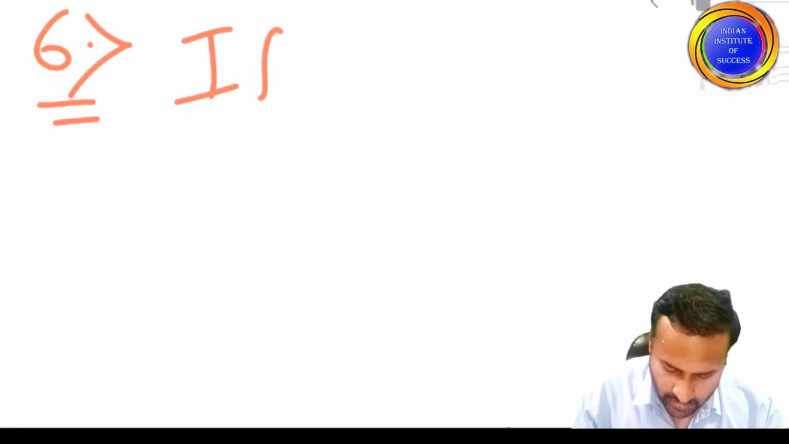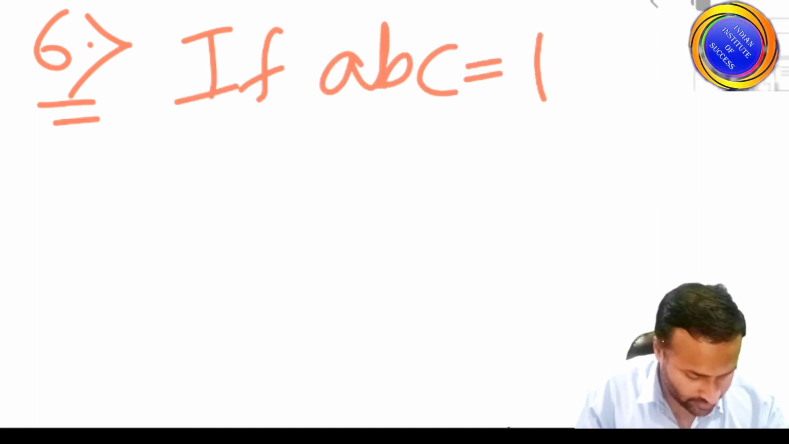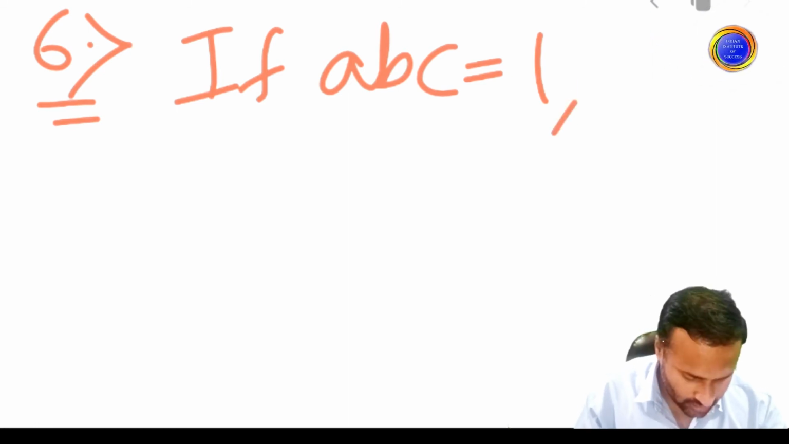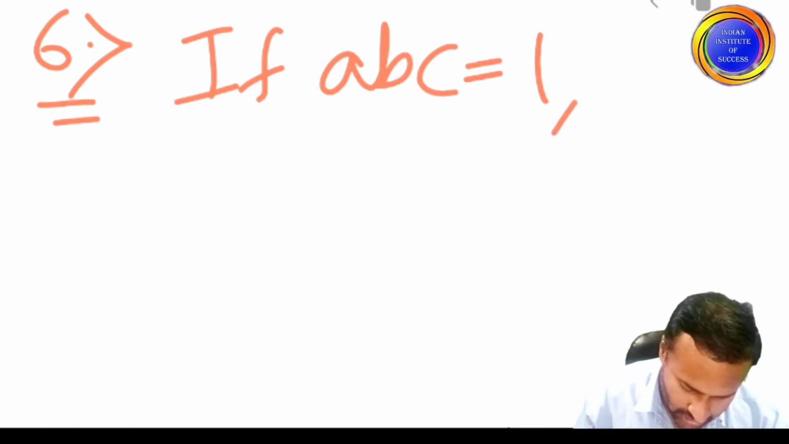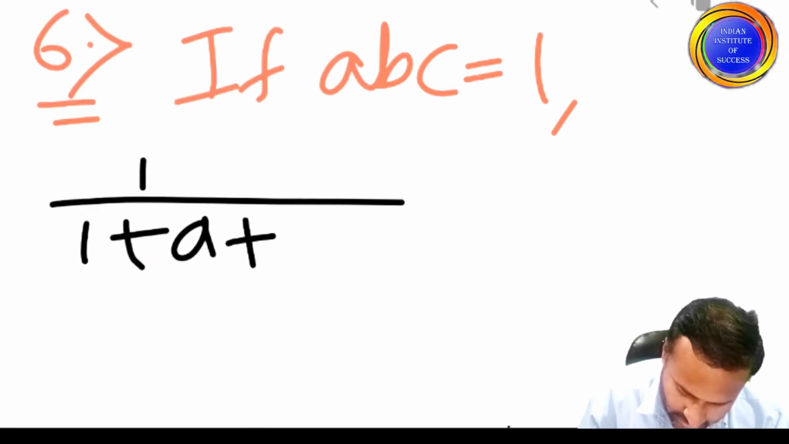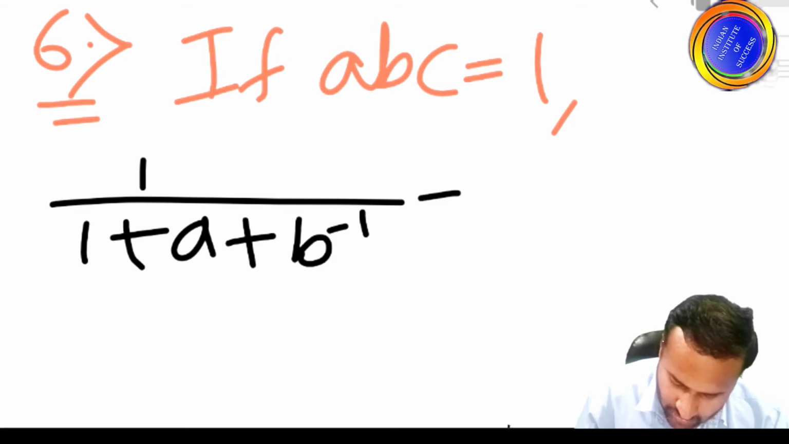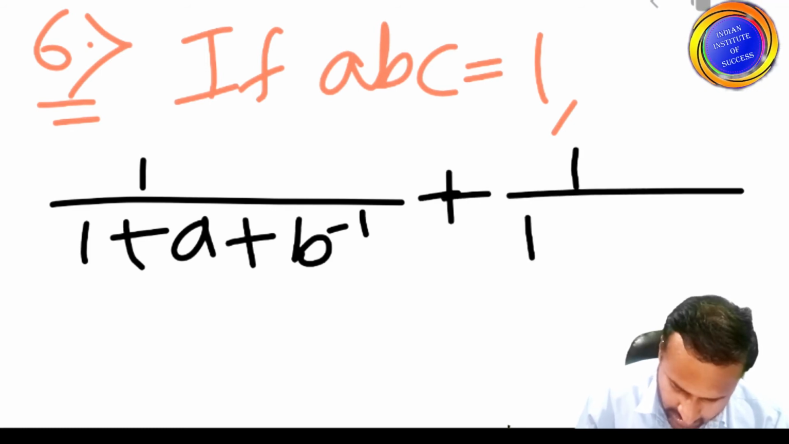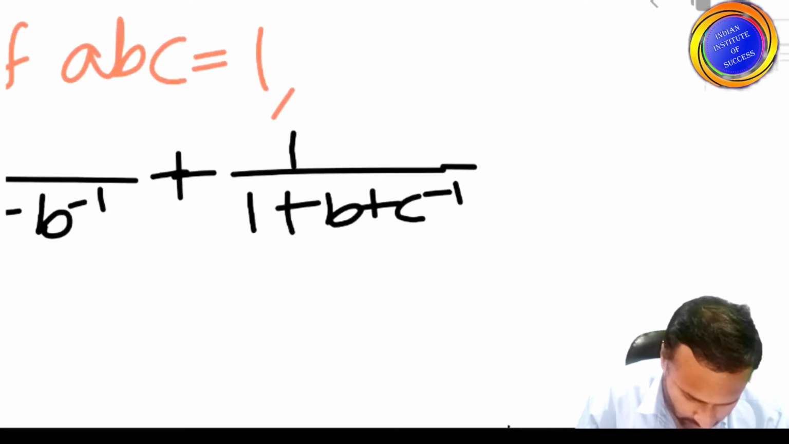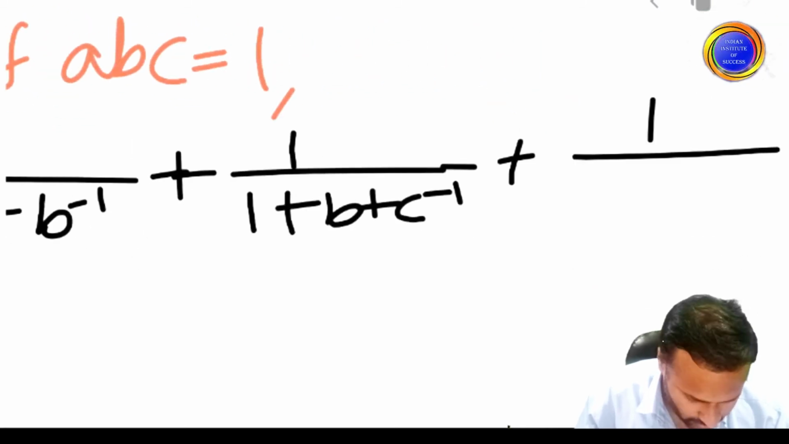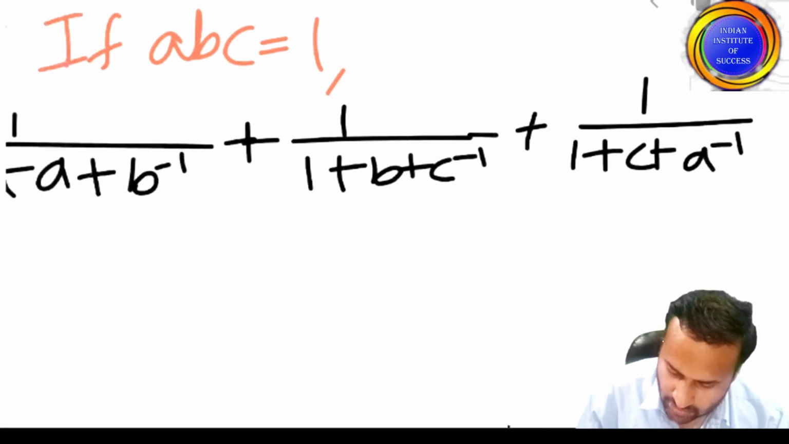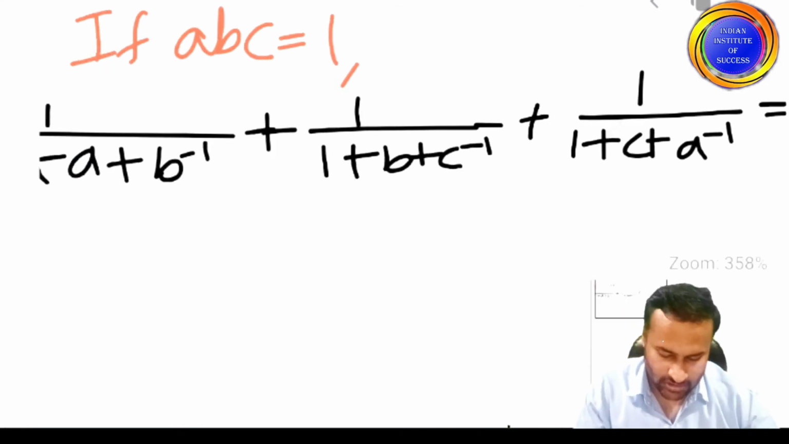If abc equals 1, then we have to prove that 1 upon (1 plus a plus b^-1) plus 1 upon (1 plus b plus c^-1) plus 1 upon (1 plus c plus a^-1) equals 1. We have to prove this equal to this.